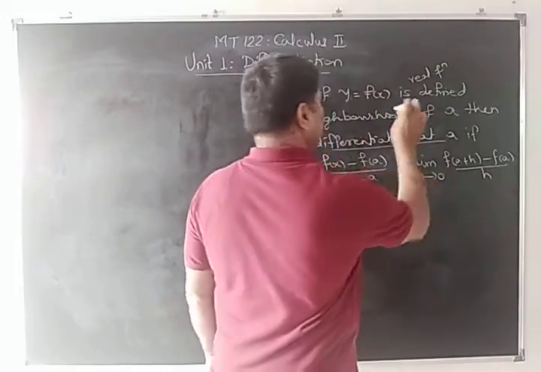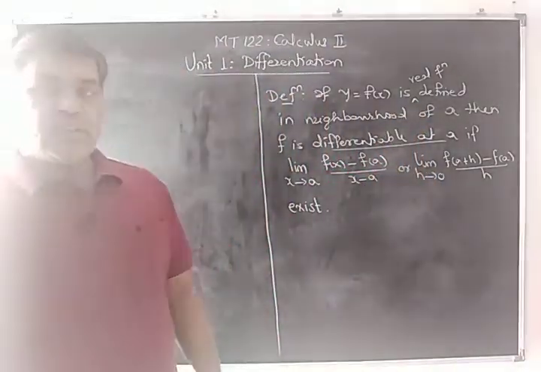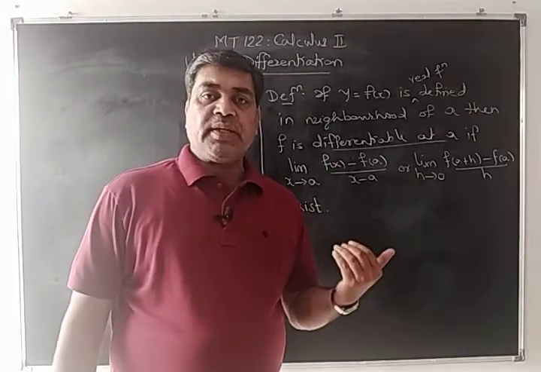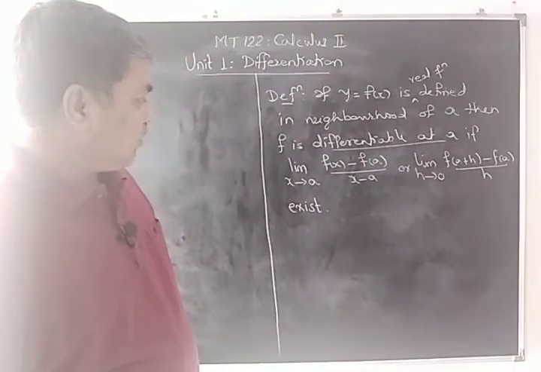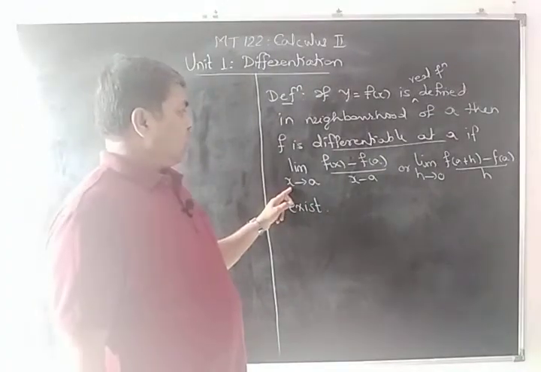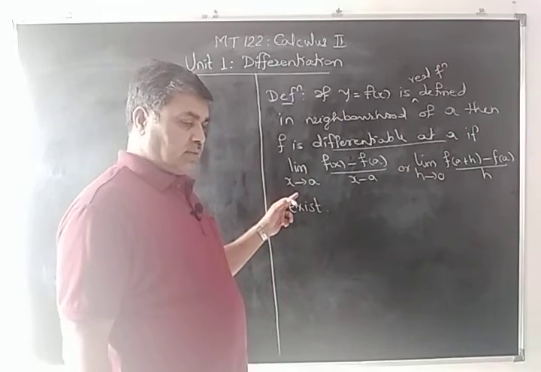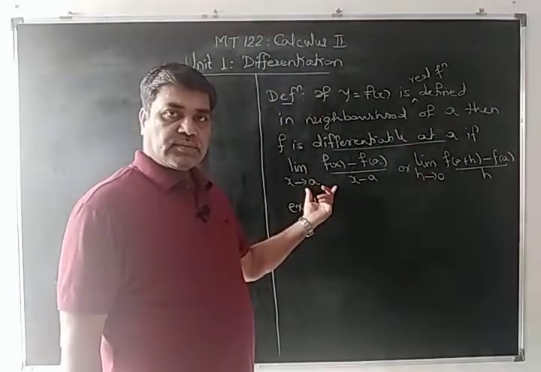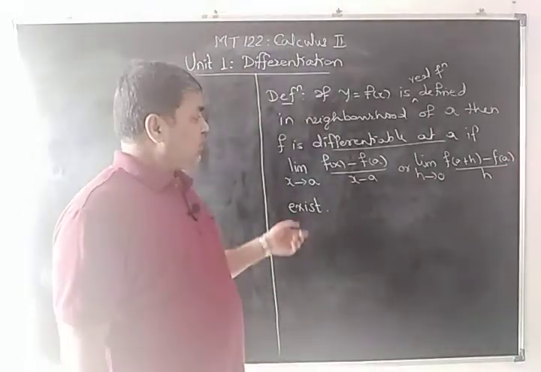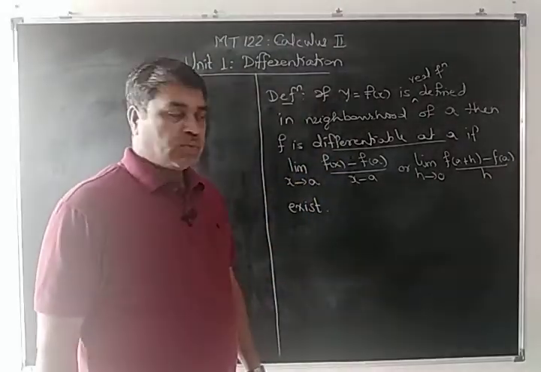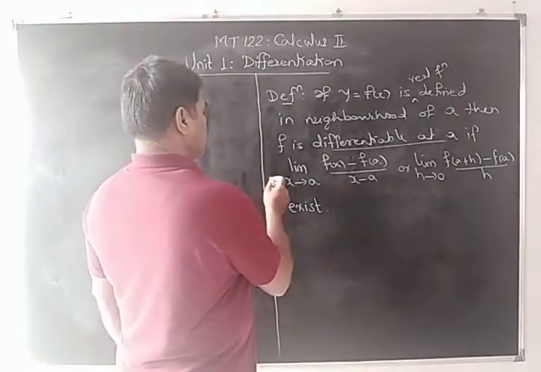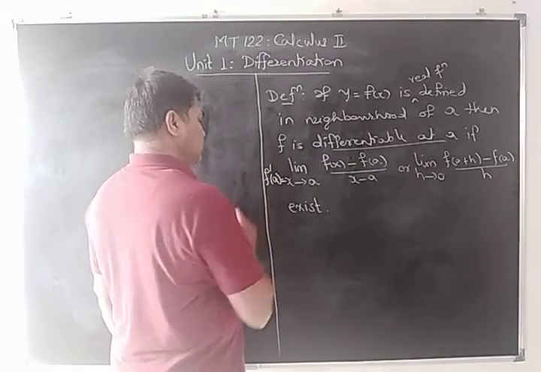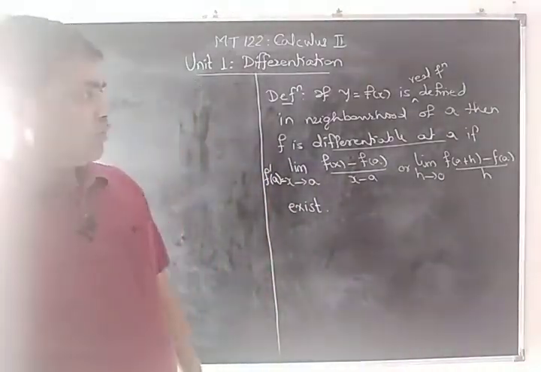So firstly it must be defined in a neighborhood of a. Means values of f(x) must be defined on the left side of a as well as the right side of a. Now the definition depends on the limit. So if this limit exists, then we say that it is differentiable at a. Okay. And we will denote this derivative by f dash a is equal to this.